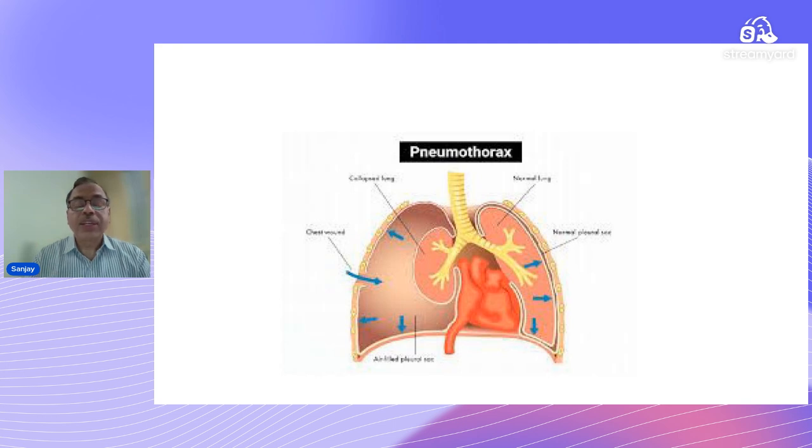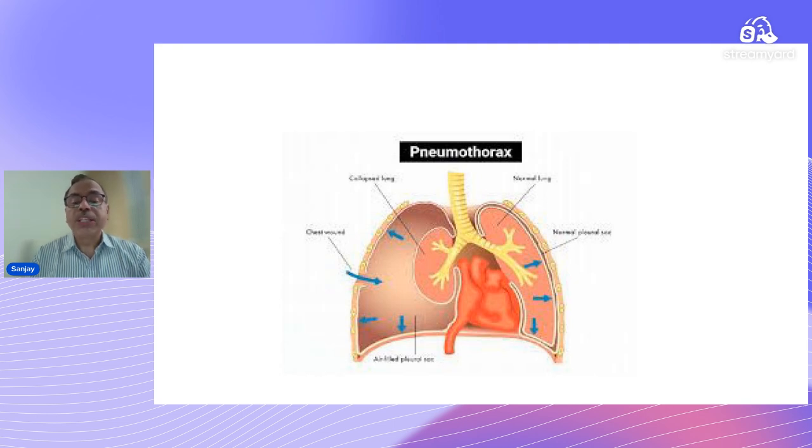And this, in effect, leads to a vicious cycle where, with each breath, the air enters into the pleural cavity, gets trapped, and cannot escape out during expiration, leading to significant increase in intrathoracic pressure. And because of this intrathoracic pressure, the lung gets compressed and eventually collapsed.